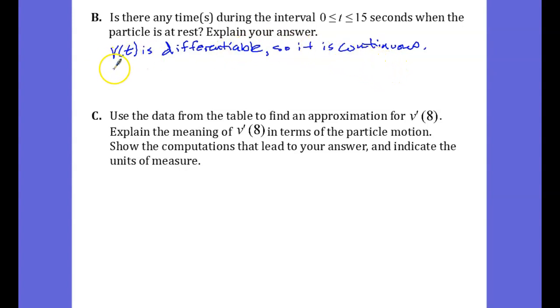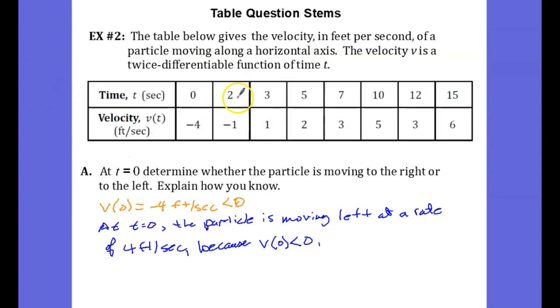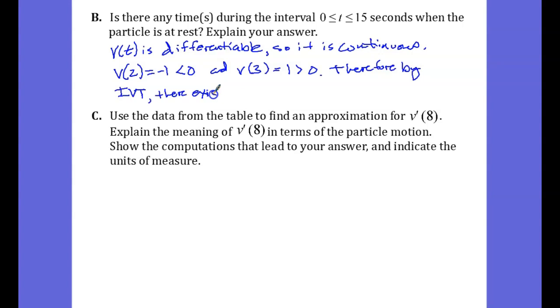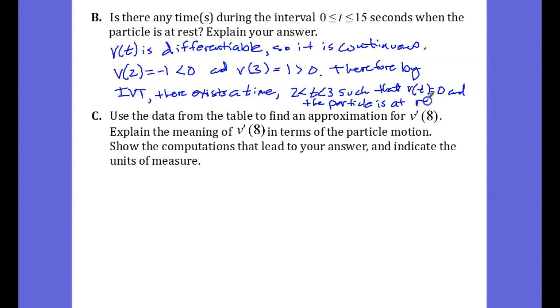Now let's make our argument based on the table. V of 2 is negative 1, V of 3 is positive 1. So therefore, by the IVT, there exists a time between 2 and 3 such that V of t equals 0 and the particle is at rest.